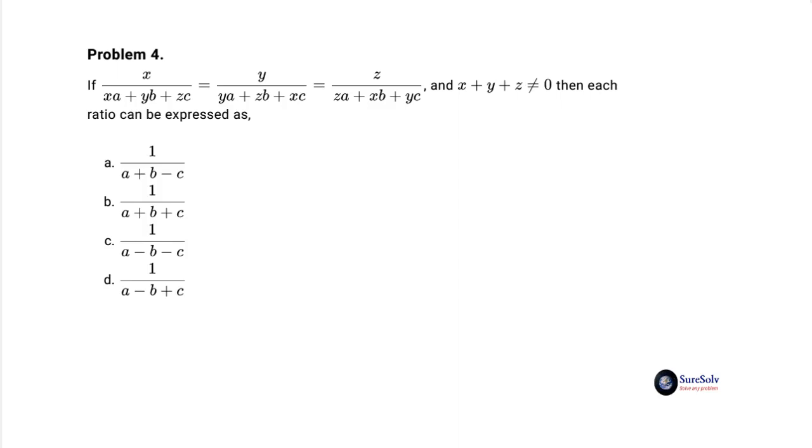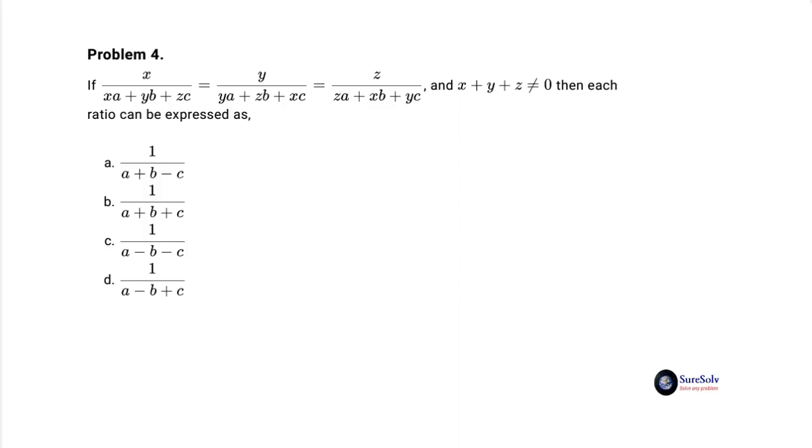Question 4 is, if x by (xa plus yb plus zc) equal to y by (ya plus zb plus xc) equal to z by (za plus xb plus yc) and x plus y plus z not equal to 0, then each ratio can be expressed as option A 1 by (a plus b minus c), option B 1 by (a plus b plus c), option C 1 by (a minus b minus c), and option D 1 by (a minus b plus c). The given expression forms a chain of 3 expressions and so it needs application of chained equation treatment technique.